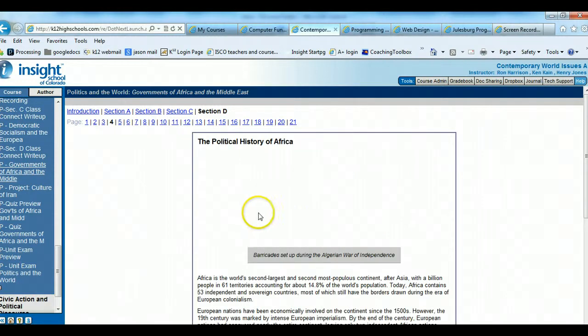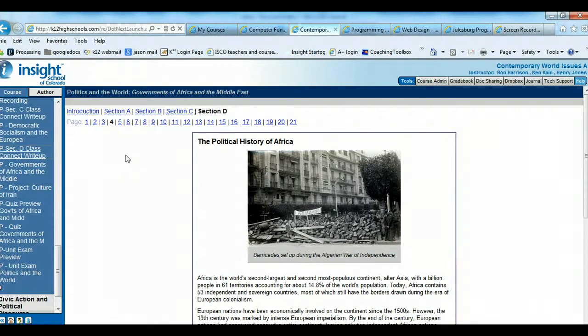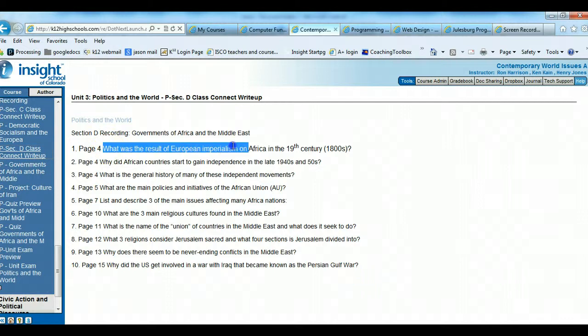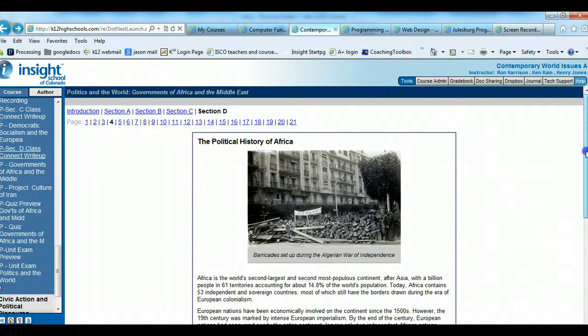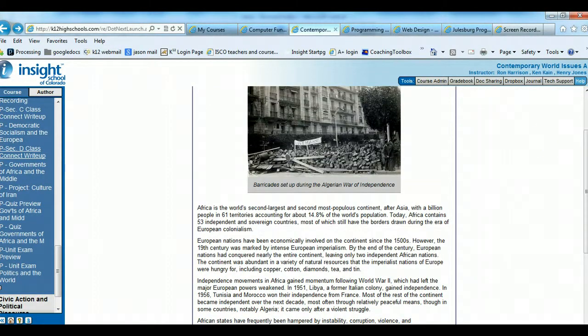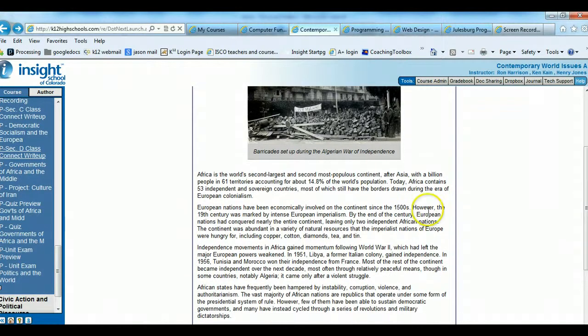Okay, so go on to page 4, and we're going to look at the Class Connect write-up like we always do. So on page 4, what was the result of European imperialism on Africa in the 19th century, so in the 1800s? What that means is that European countries like England, France, Great Britain, Belgium, and other countries controlled many of the countries and territories in Africa. European nations were economically involved, so they would go down there and get lots of the resources from the area.